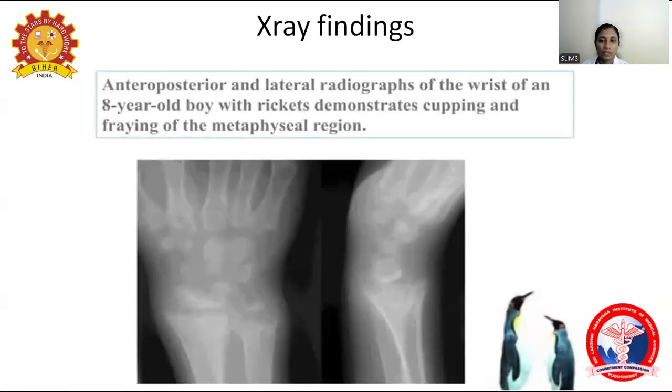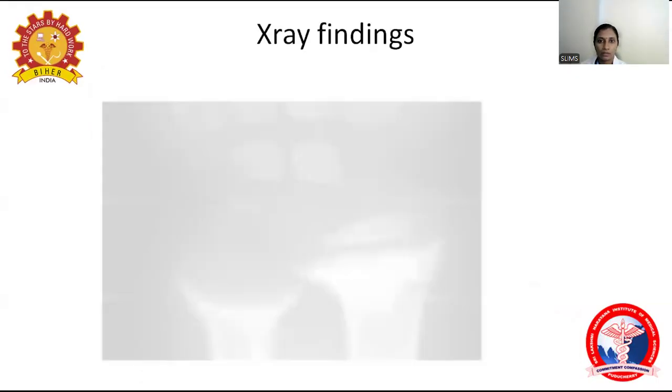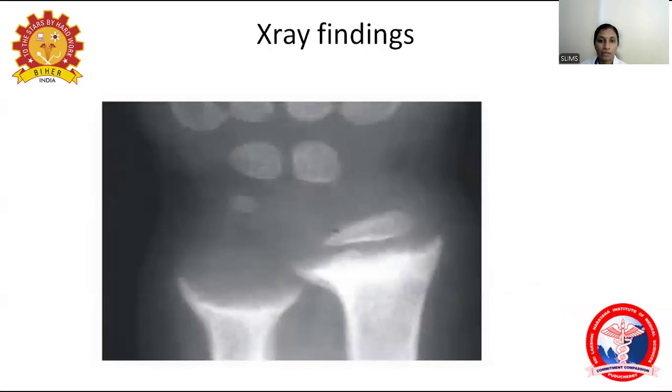So coming to some X-rays, this is a wrist X-ray, very clear. I hope you can see it is an AP view and lateral view of an 8-year-old boy with rickets. Here you can see this metaphyseal region, which looks like a flower vase, expanded laterally with a wide and broad plate. Here again, it is a little more clear, cupping and splaying and fraying is happening.